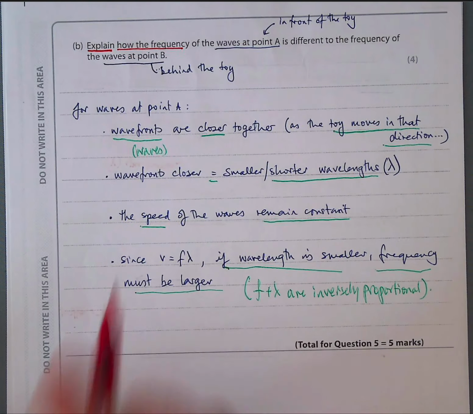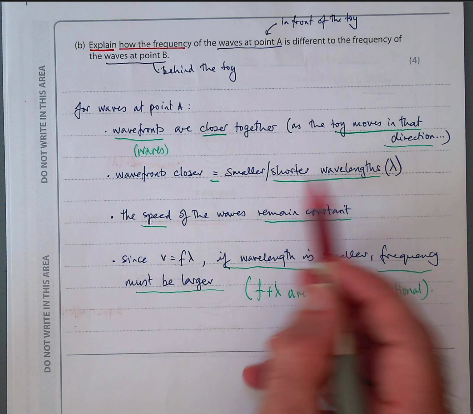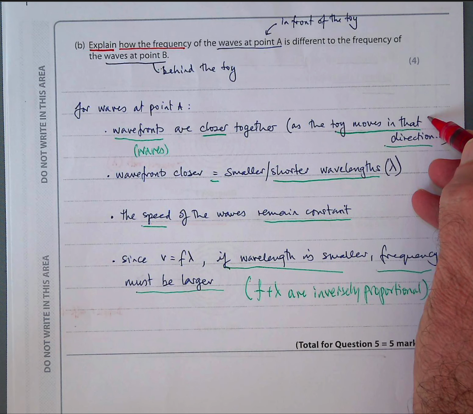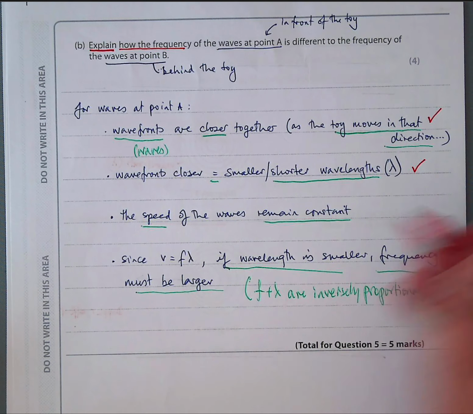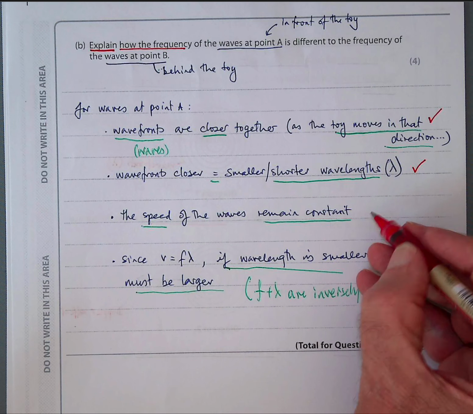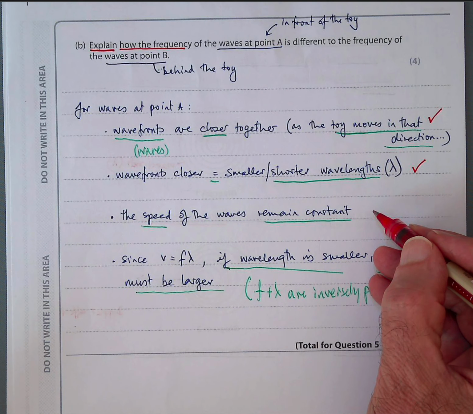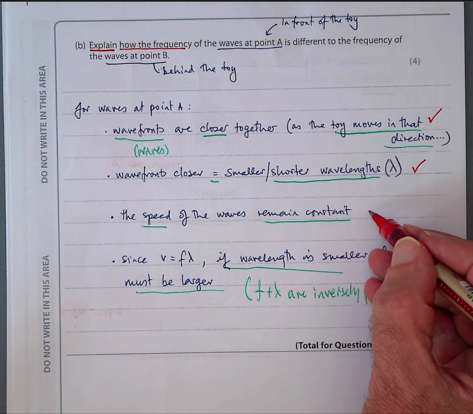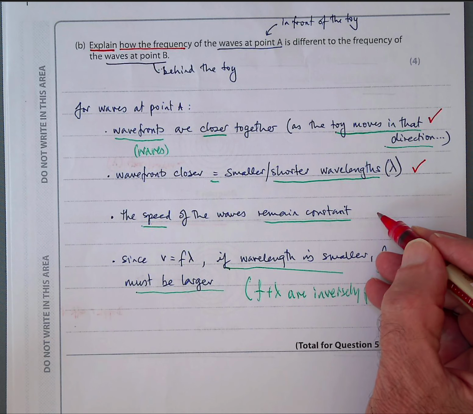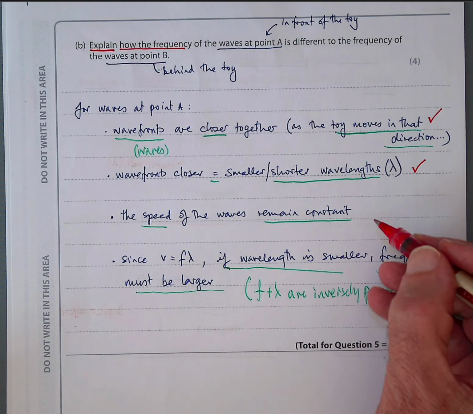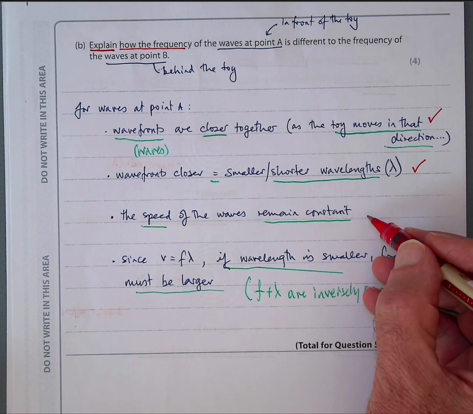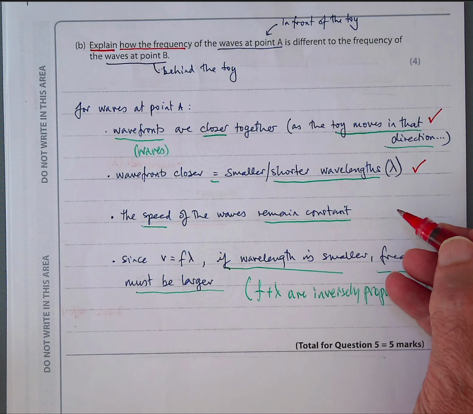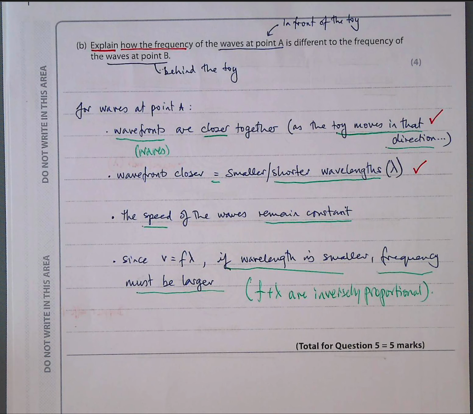So when the wavefronts are closer, it means they have shorter wavelengths. So you get 1 mark for explaining they're closer together. That technically means they've got shorter wavelengths. And the speed of the waves remains constant, because water waves will have a set speed, depending on the conditions of the water, for example, the depth of the water. The only thing that changes the speed of water waves is the depth of the water. So for example, at a seashore, when the waves come into the shallow area, they go slower, so the waves will catch up with the ones in front a little bit.